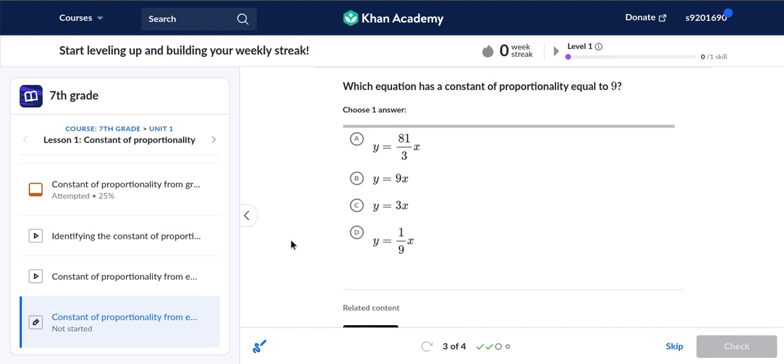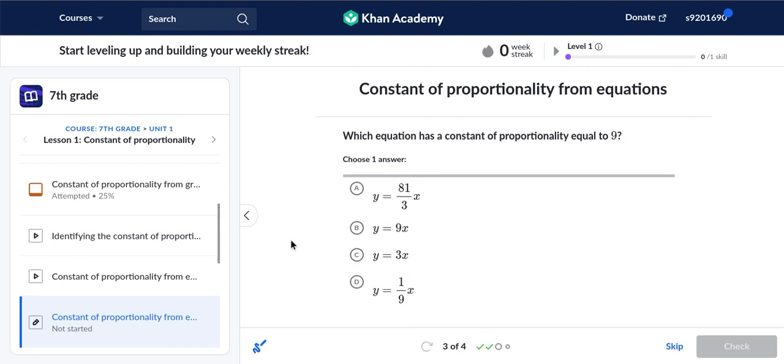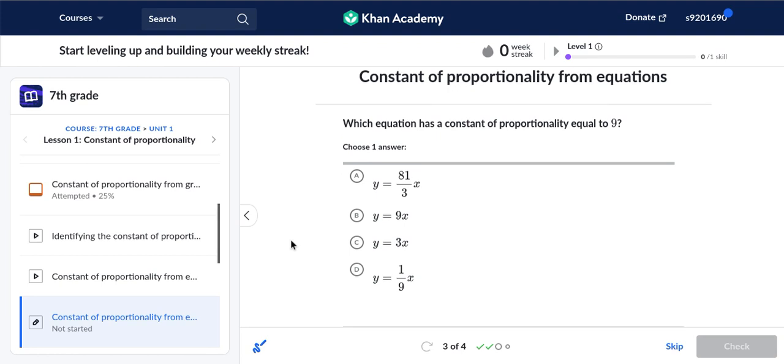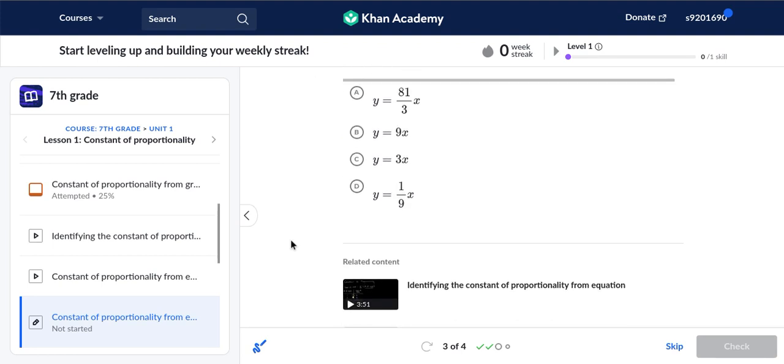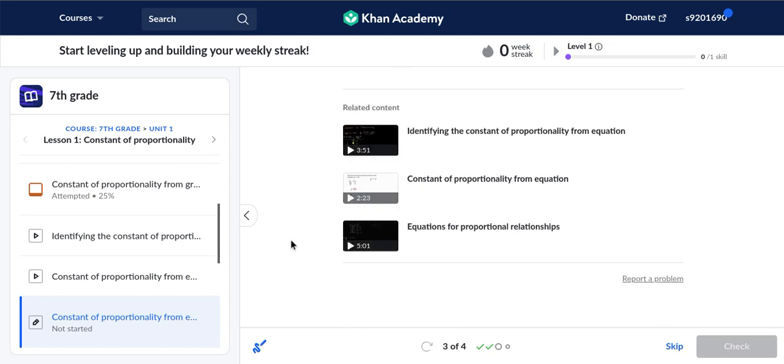Okay, it says which equation has a constant of proportionality equal to 9? So we're gonna look through all our answer choices. We got A, y equals 81/3 x. We got B, y equals 9x. C, y equals 3x. D, y equals 1/9 x. But wait, before you put your answer choice, please pay attention to this.